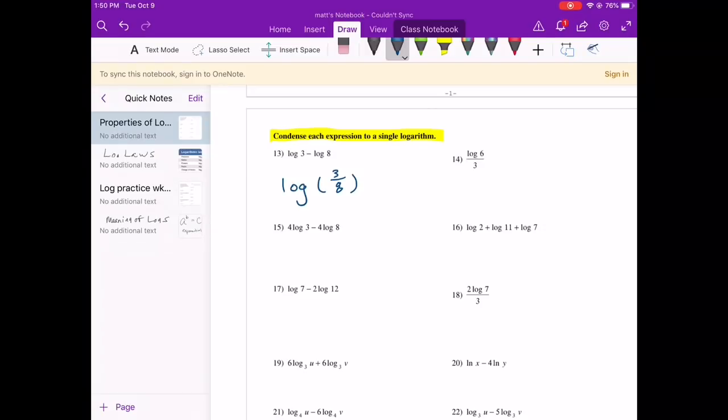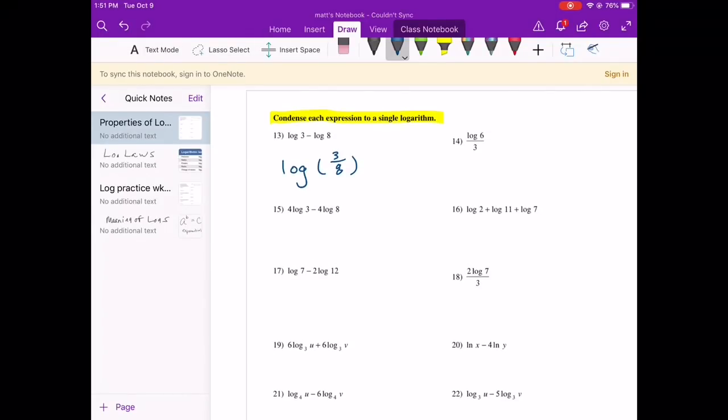Now that's a little bit different from something like number 15, where the 4 out front makes me think of an exponent of 4, and since it's the 4 on both, you can almost see this as 4 times log 3 minus log 8, which then indicates that this is going to be 4 times log, and then it's going to be a ratio 3/8. There I go. That's how I'm going to use that.